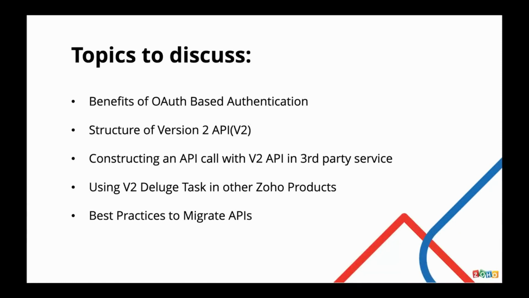Once we get to know about V2 API, we will see a live demonstration where first we will see how to construct an API call with V2 API in a third-party service. Secondly, how to use V2 Deluge task in other Zoho products to connect Zoho Creator instantly. And finally, we will see some of the best practices to migrate from version 1 of API to version 2 of API in Zoho Creator. So with that, let's get started.